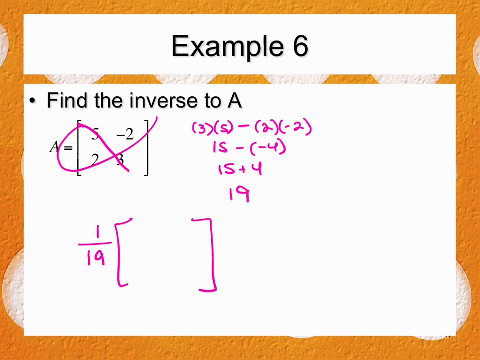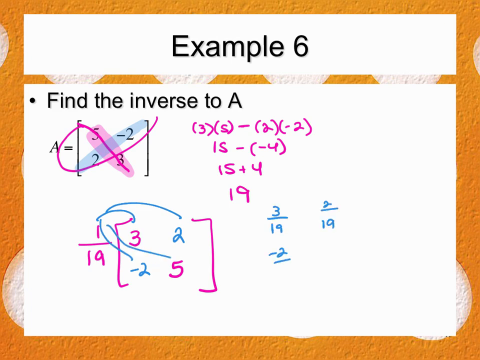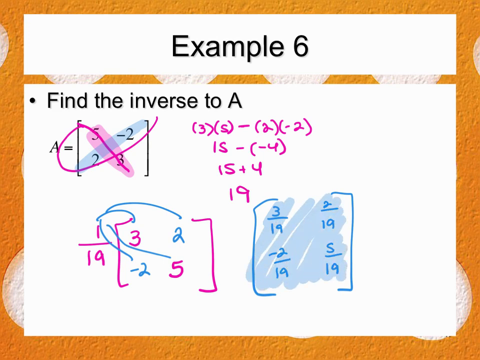times, I switch the positions on the A and the D, so the 3 and the 5 change positions. I change the signs on the -2 and the 2. So we're not switching these, although it looks the same because they're both opposites. We're not switching those, we're changing the signs. And then I simply distribute this in: 3 over 19, 2 over 19, -2 over 19, and 5 over 19. And that is the inverse to A.